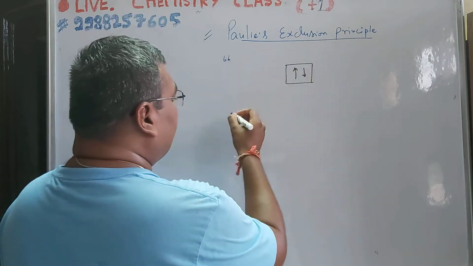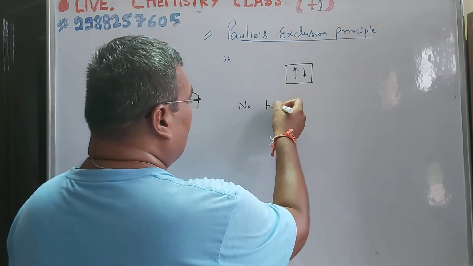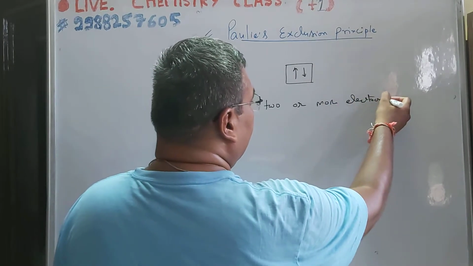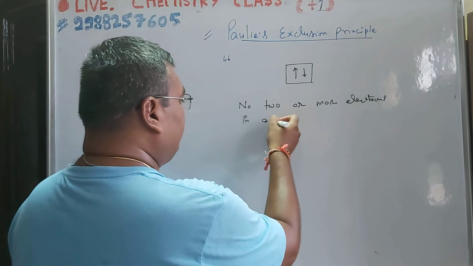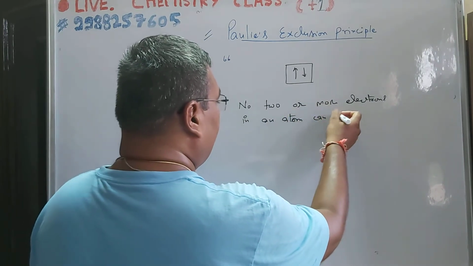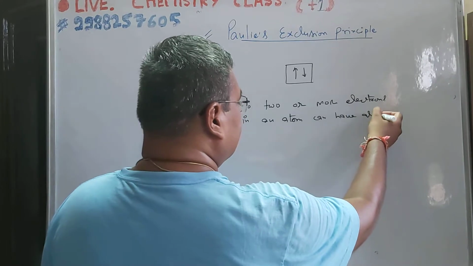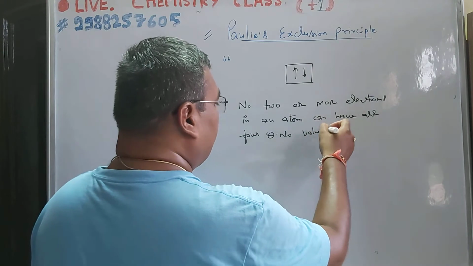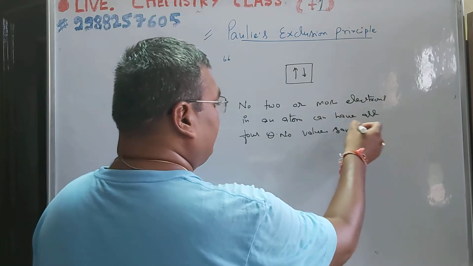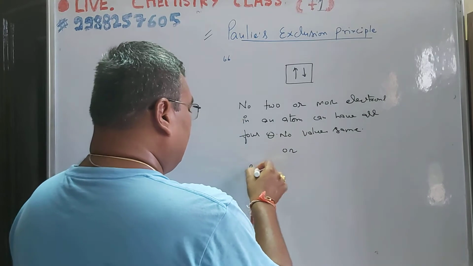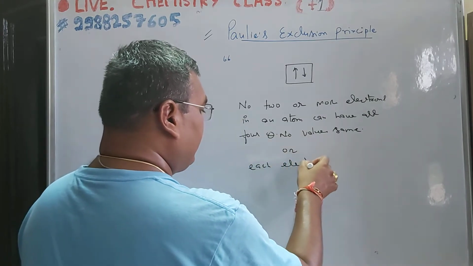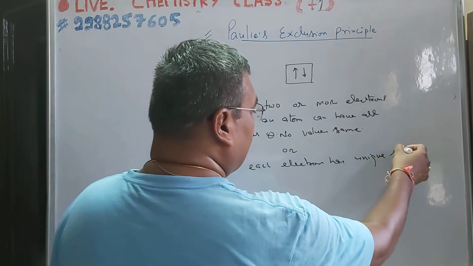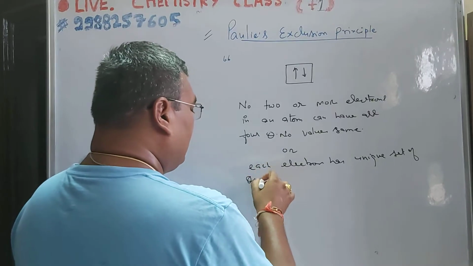We can say, according to this principle, no 2 or more electrons in an atom can have all 4 quantum number values same, or each electron has a unique set of quantum numbers.